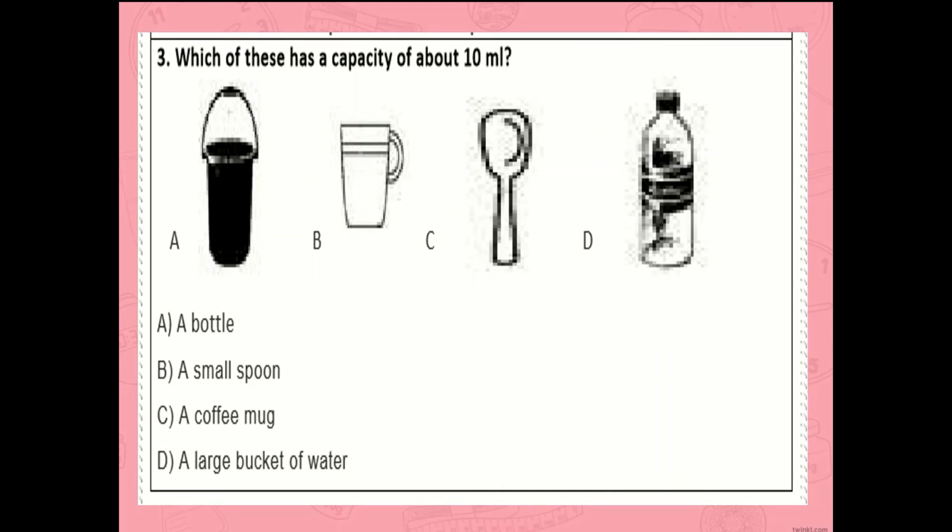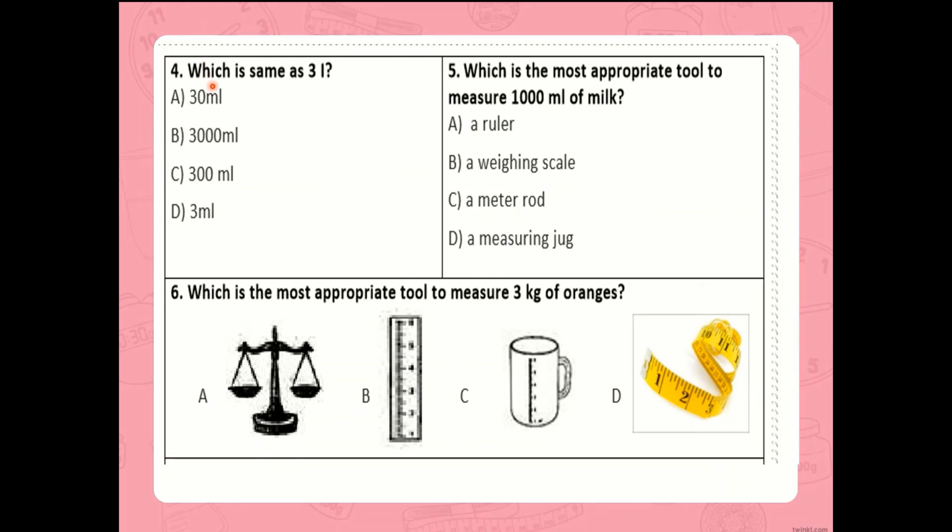Question number 3. Which of these has a capacity of about 10 ml, 10 milliliter, a bottle, a small spoon, a coffee mug, or a large bucket of water? Question number 4. Which is same as 3 liter? So, in 3 liter, how many mLs are there? Find out and circle that. It's already mentioned here. Just you have to choose it.